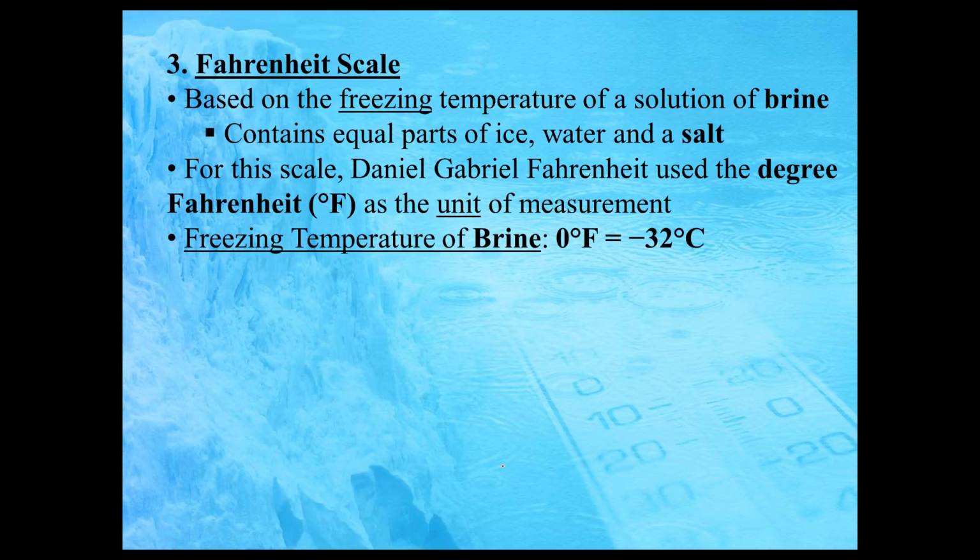The freezing temperature of brine is negative 32 degrees Celsius. So that's going to be kind of like our starting point, or at least a reference point for the Fahrenheit temperature scale. So brine freezes at negative 32 degrees Celsius, and we're going to call 0 degrees Fahrenheit our reference point for the Fahrenheit scale. To calculate the temperature in Fahrenheit, you take the temperature in Celsius, multiply by 1.8, and then add 32.